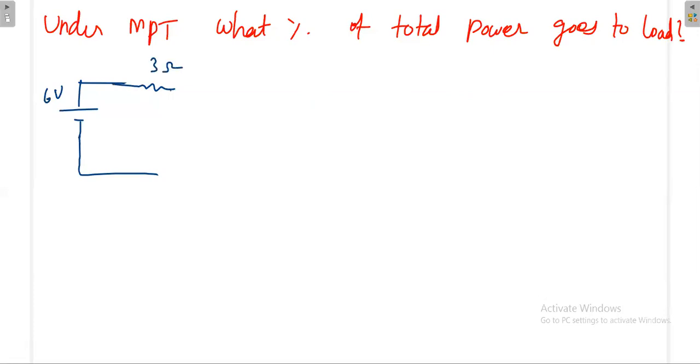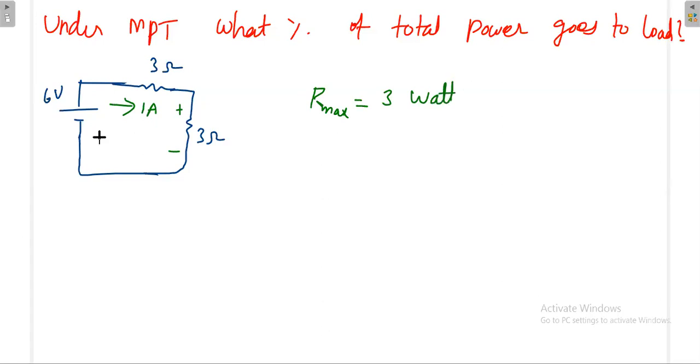You are under the maximum power transfer theorem. This is 3 ohm and 3 ohm. How much current is coming? 1 ampere current is coming. Then what is the power across the load? The maximum power across the 3 ohm resistance is 3 watt.